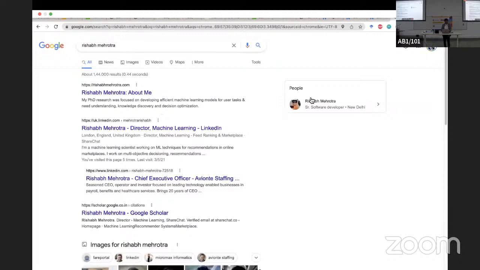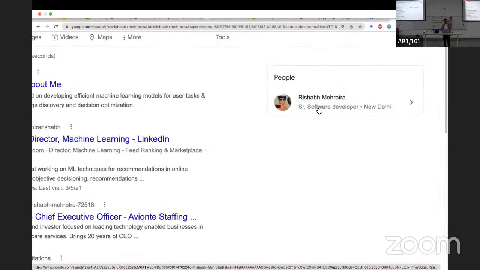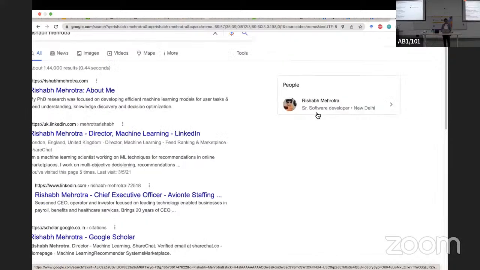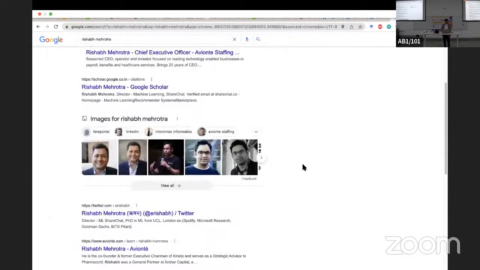Man, this sucks. So at least in London, I didn't know that there is another Rishabh. This is bad. At least the images are also not personalized well. Man, I gotta kill these people.